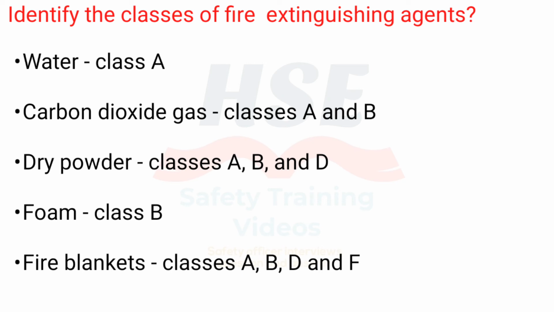Identify the classes of fire extinguishing agents. Water, Class A. Carbon dioxide gas, Classes A and B. Dry powder, Classes A, B, and D. Foam, Class B. Fire blankets, Classes A, B, D and F.